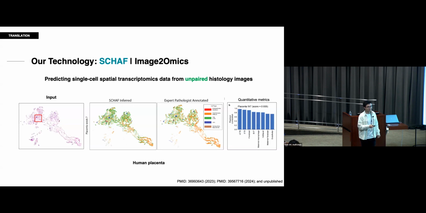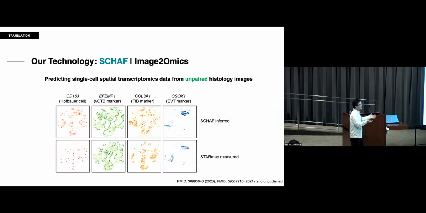We also have quantitative metrics to show how this works. This is all good, right? And then you can do this again with marker genes. The first row shows the marker genes predicted by Schaff, and this is measured by the ground truth measurement using STARmap. But this is just the best result we can see. In many of the other, lowly expressed genes, we're not there yet. So how can we improve this?